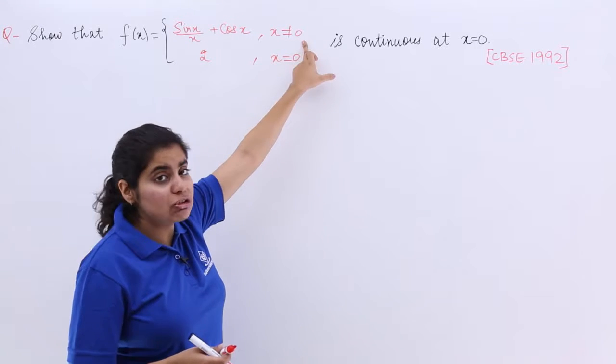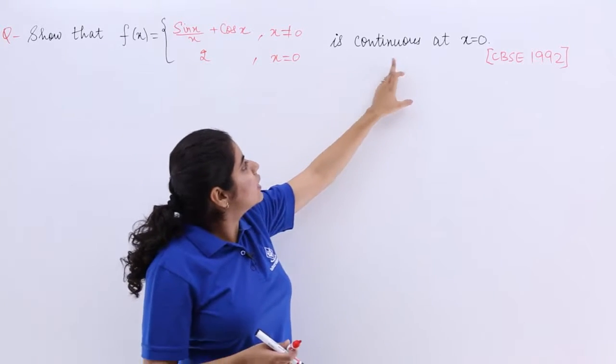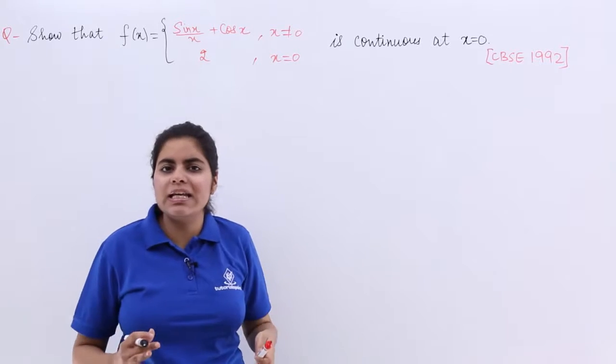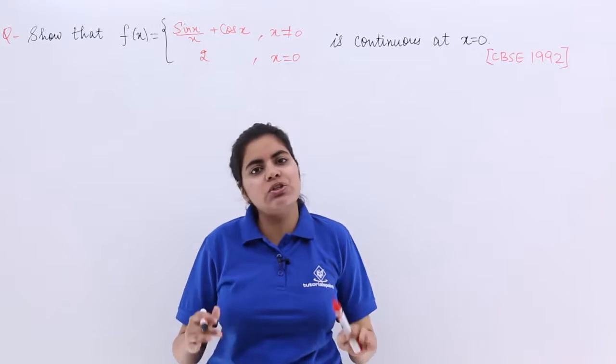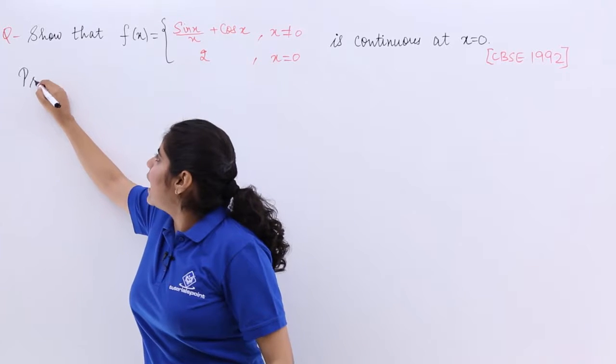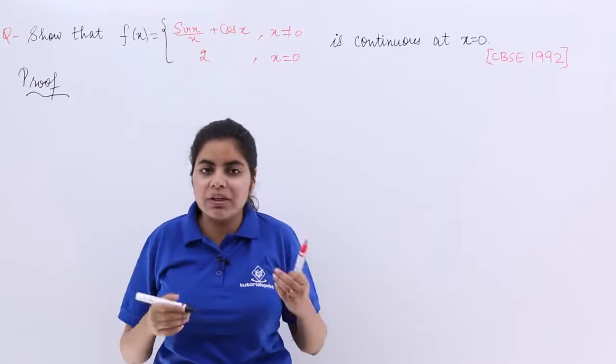And when x is not equal to 0, we have this trigonometric function and it is continuous at x equal to 0. So basically it is a proof question. It already says that yes, the function is continuous. You have to show how it is continuous. So let me write the heading as proof, or verification.